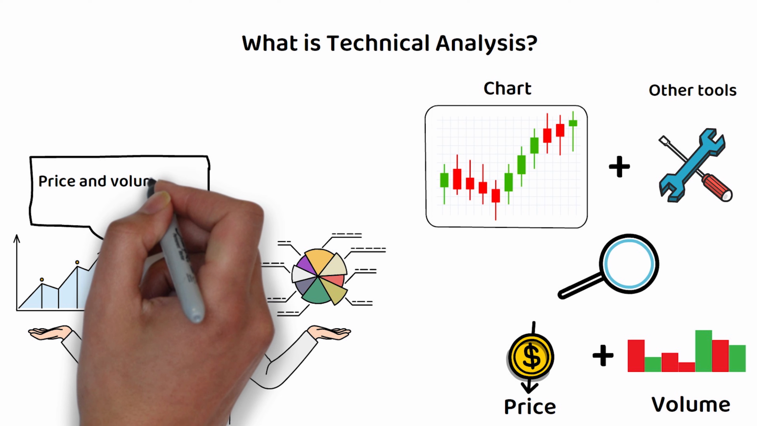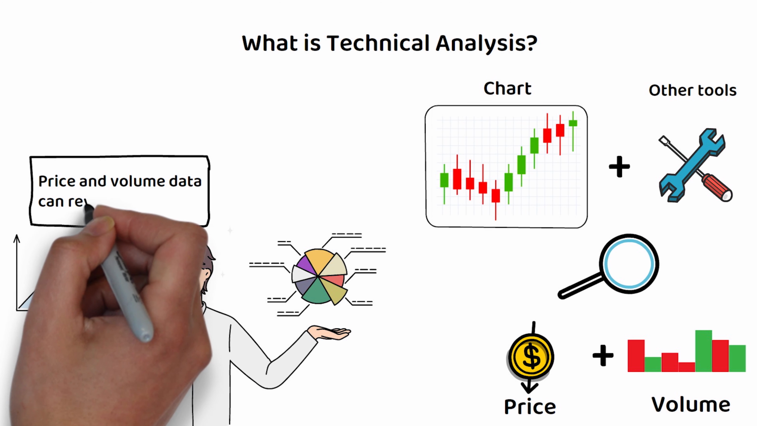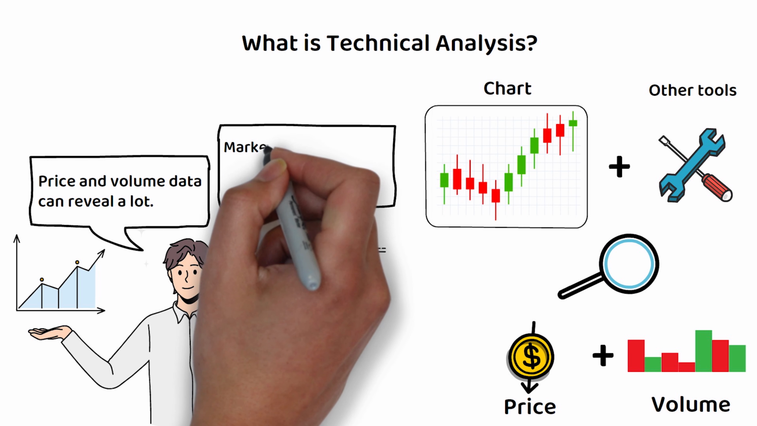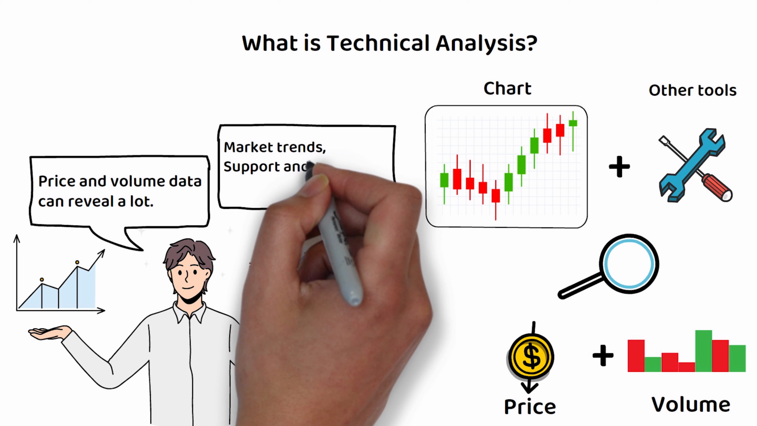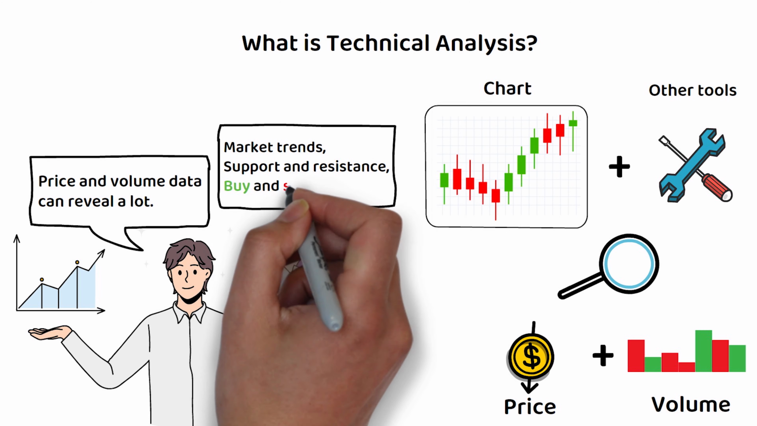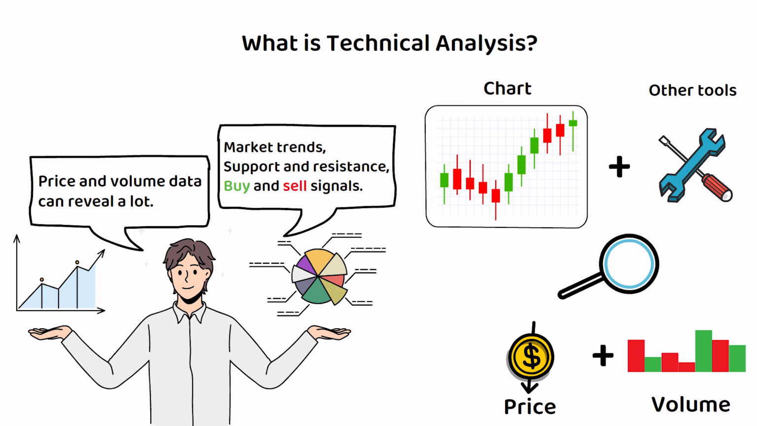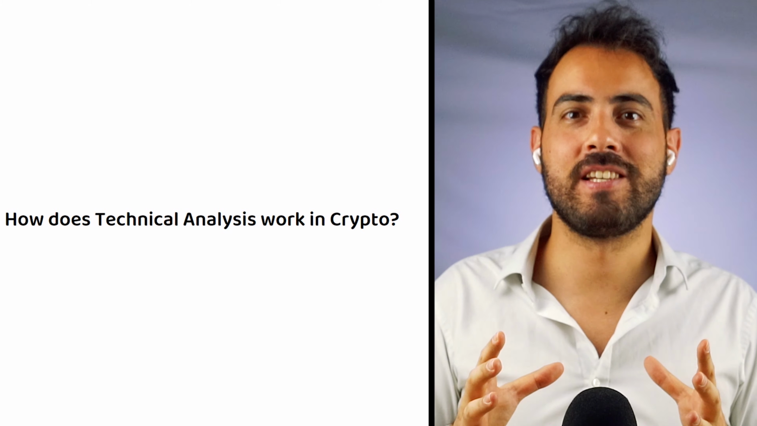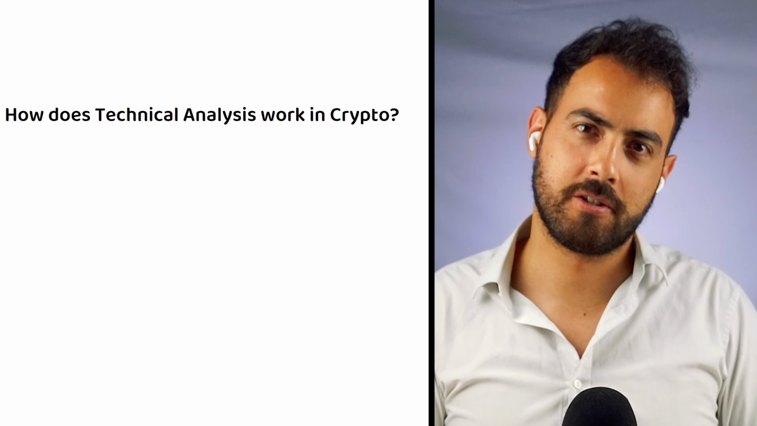Technical analysts think that the price and volume data of a financial asset show everything important about the market, and technical analysis can be used to find market trends, levels of support and resistance, and possible buy and sell signals. Now that we know what technical analysis is, let's explore how technical analysis works in the cryptocurrency market.